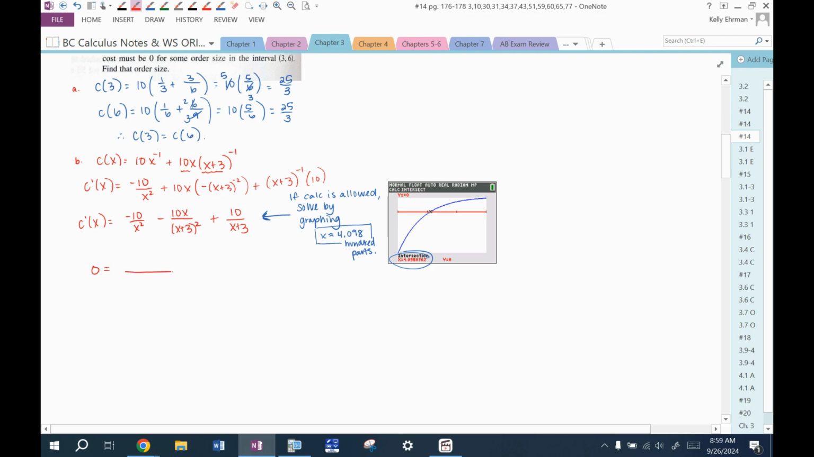So the common denominator here is x squared times (x plus 3) squared. And remember, you need to multiply each numerator by whatever you're missing to get that denominator. So the negative 10 will get multiplied by (x plus 3) squared. This minus 10x will get multiplied by x squared. And the plus 10 will have to get multiplied by both x squared and an extra x plus 3, because it has x plus 3 to the first, but not squared.